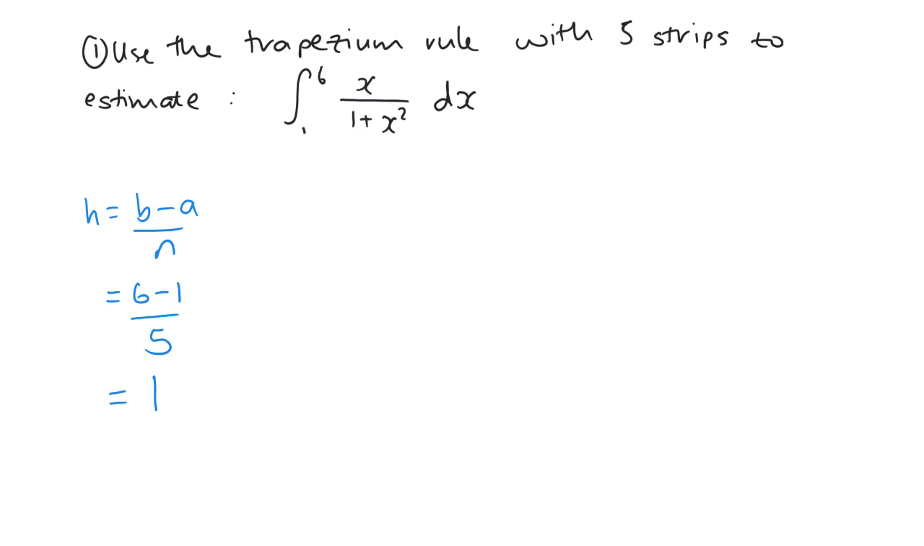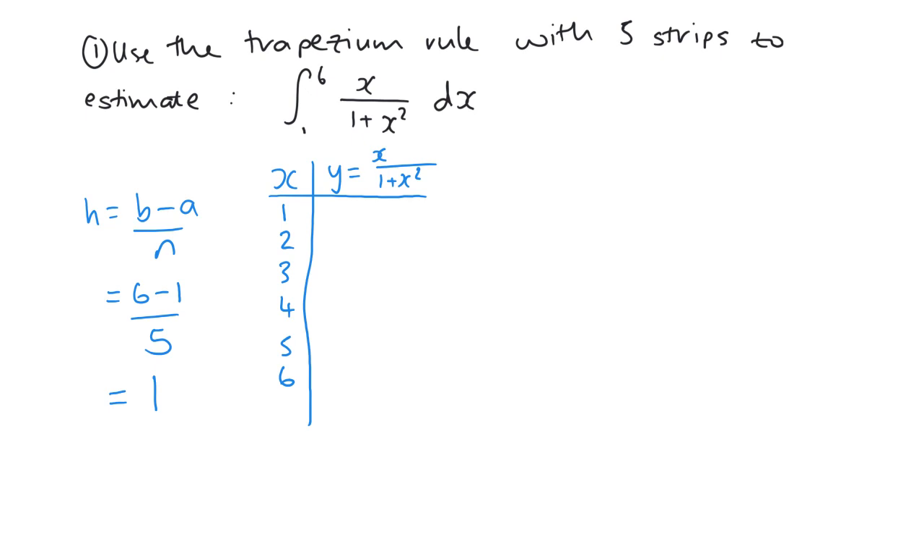Okay, so that's the difference between all our x values. So that means our x values will start at 1 and they'll go up in 1. So 1, 2, 3, 4, 5, 6. And hopefully you can see we have 6 ordinates and 5 strips. And now we want to find the corresponding y values. So y is found by getting x over 1 plus x squared.